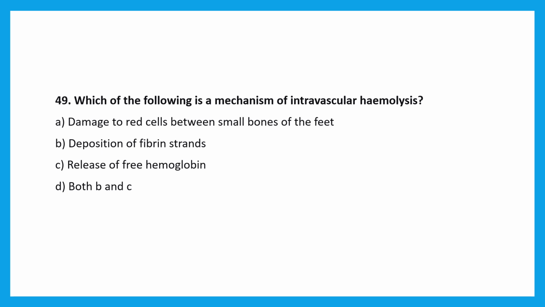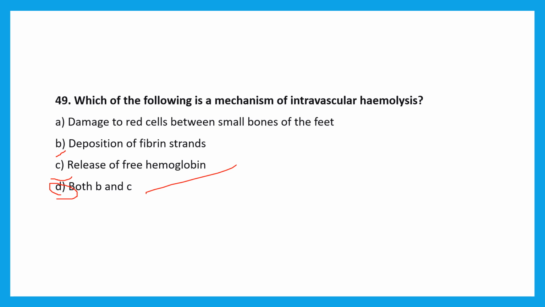When you look at option A, it describes march hemoglobinuria, which is a specific benign form of intravascular hemolysis. But options B and C are broader and fundamental mechanisms. So we choose D to be the correct answer. Why? Because in intravascular hemolysis, there is deposition of fibrin strands, an example being DIC and TTP, and then the release of free hemoglobin. That is because of the same mechanical damage.